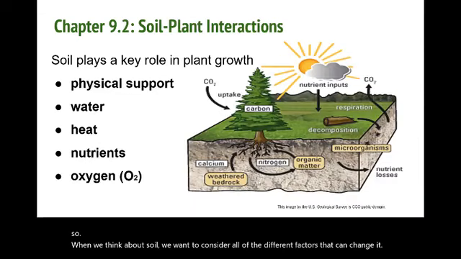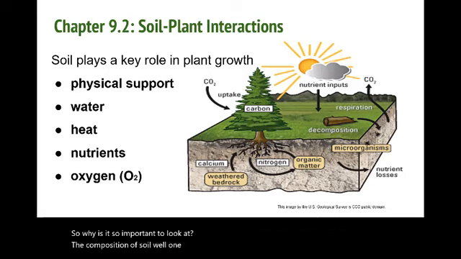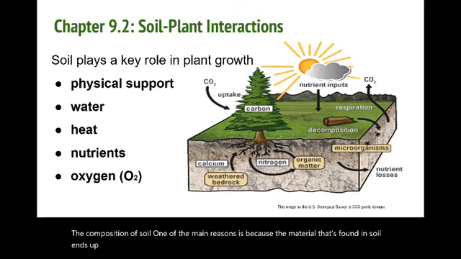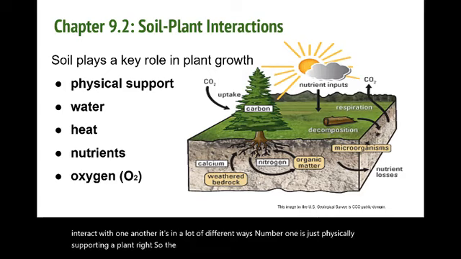So why is it so important to look at the composition of soil? Well, one of the main reasons is because the material that's found in soil ends up forming the tissues of plants, right? And so when we think about how soil and plants interact with one another, it's in a lot of different ways. Number one is just physically supporting a plant, right? So the roots of a plant are physically held up by the soil.